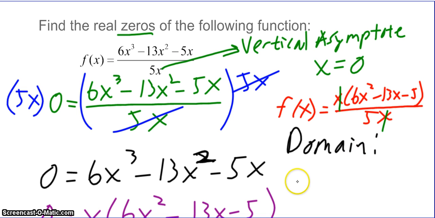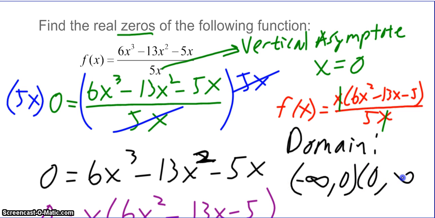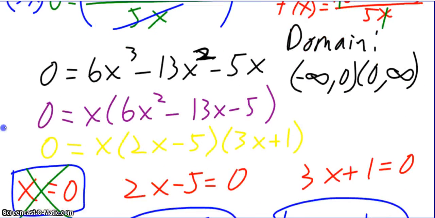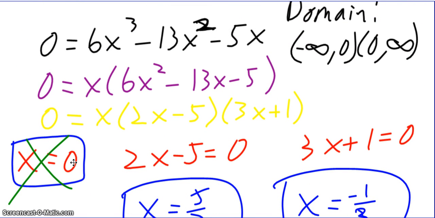the domain would be negative infinity to 0 and 0 to infinity, which tells me that x equaling 0 cannot be a 0 solution, root, or x-intercept of the function.